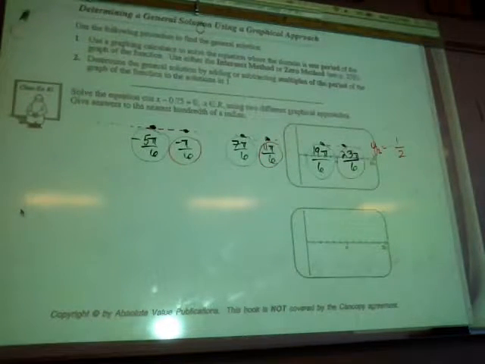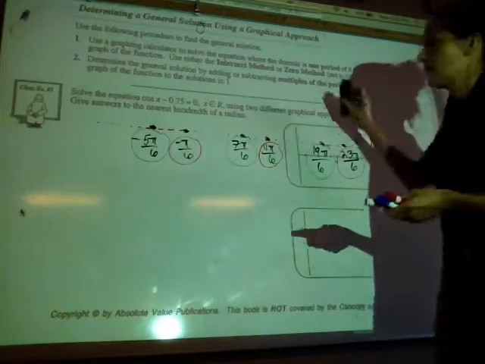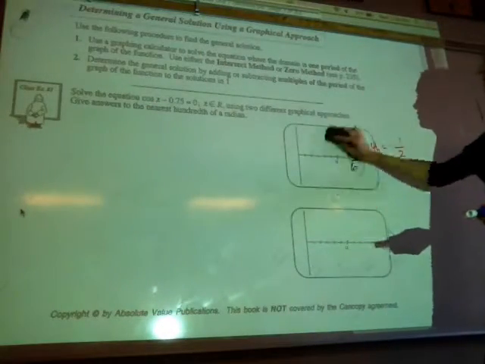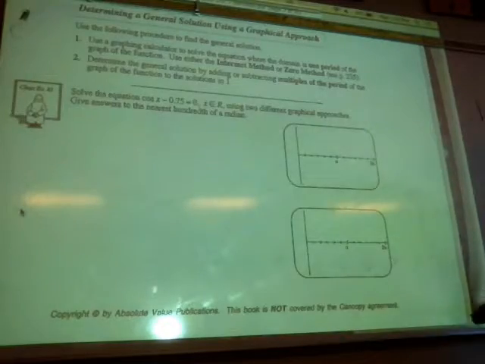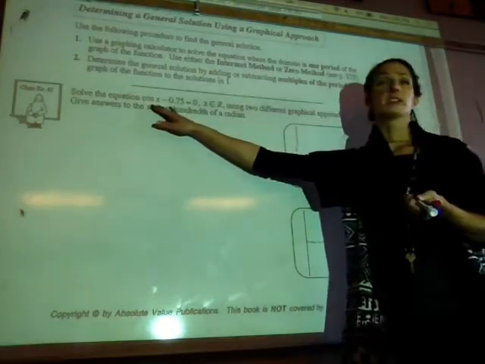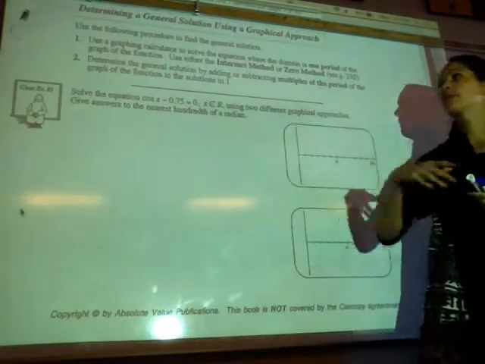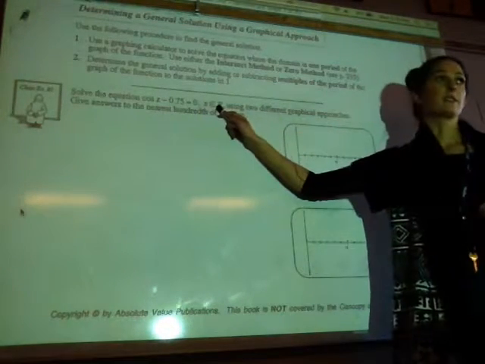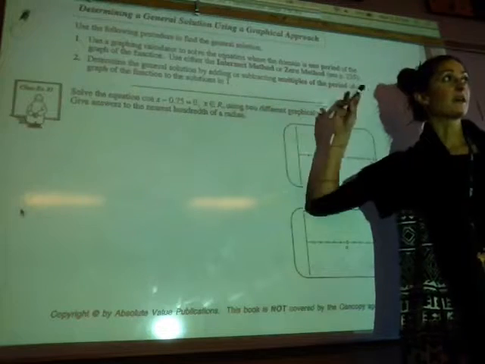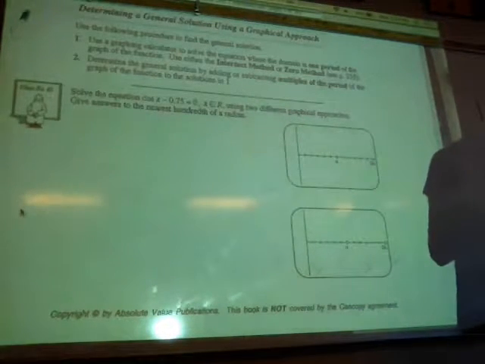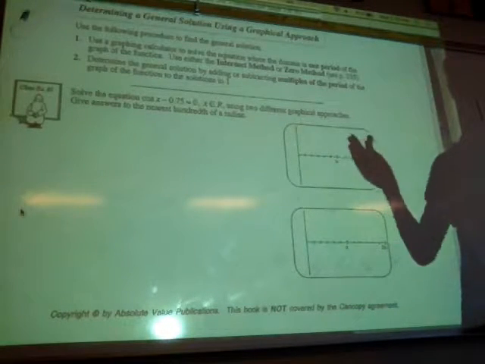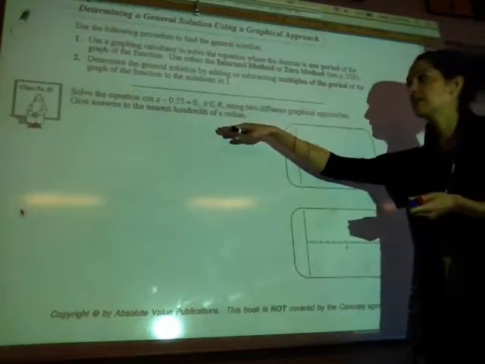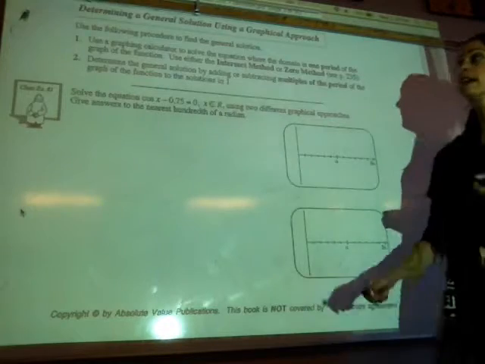So now that we've gone through a pretty guided example, let's try another one. Okay, we're going to solve this using two graphical approaches. The equation we're looking at is cosine x minus 0.75 equals 0. And our domain is x is an element of all real numbers, which means we have to find the general solution. We're not just finding solutions between 0 and 2 pi anymore, it's the general solution. And we need to give our answers to the nearest hundredth of a radian.